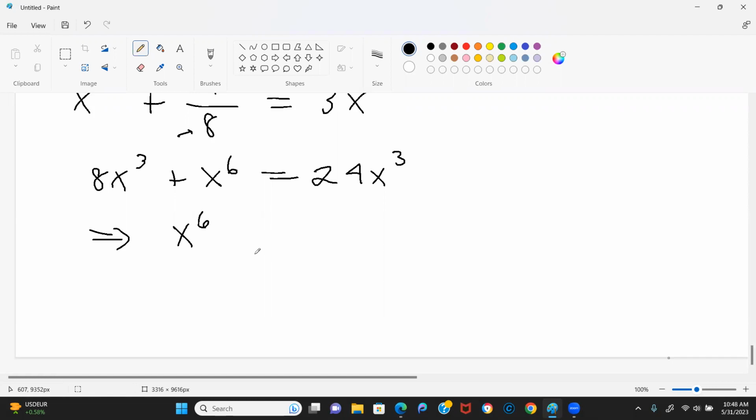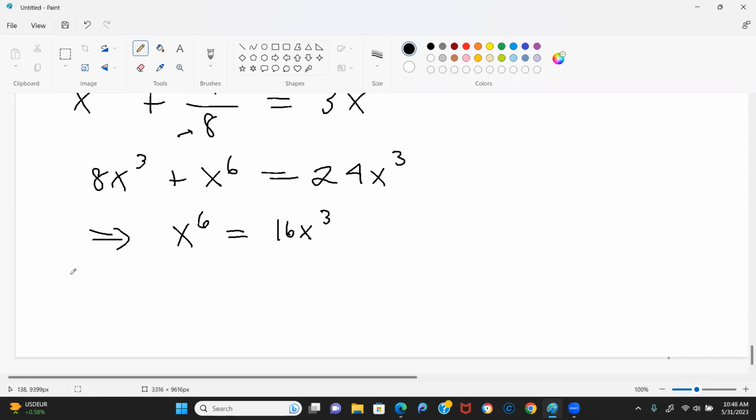Well, actually, I'll just leave it x cubed. Subtract 8 from this, you get 16. Wait, do you get 16? Yes, you get 16 x cubed.